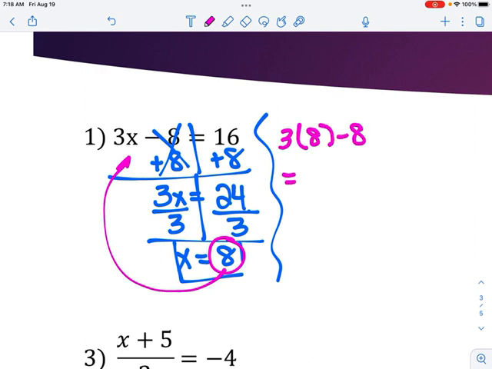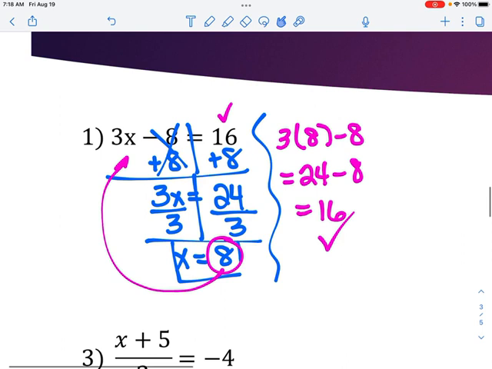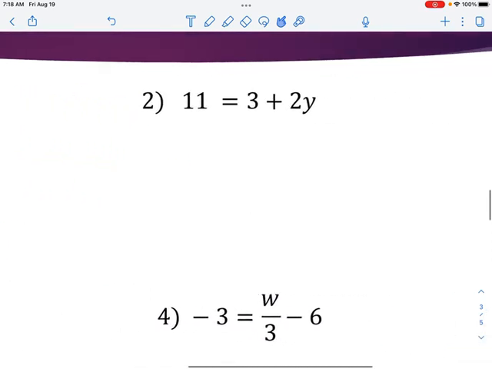So if we start in, 3 times 8 is 24. 24 minus 8 is 16. And that is what we wanted. So that means that we have the correct answer. Okay? So let's try number 2.